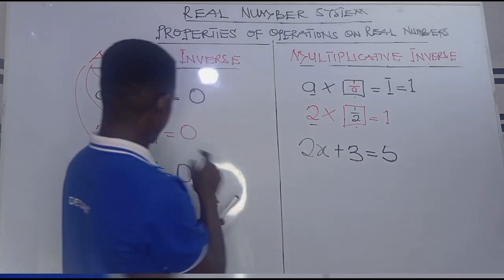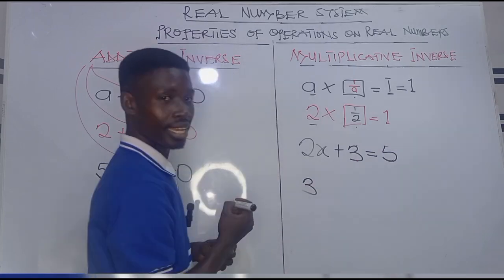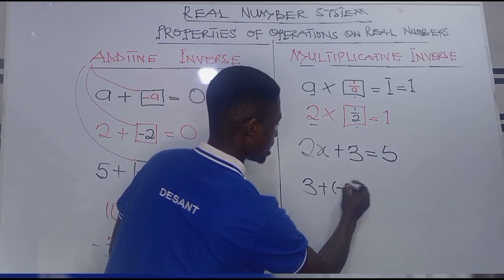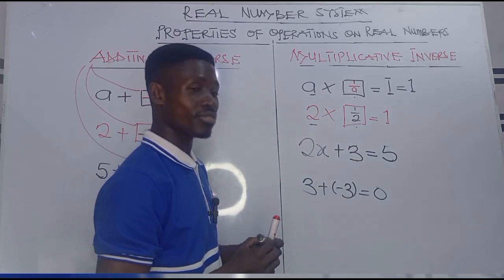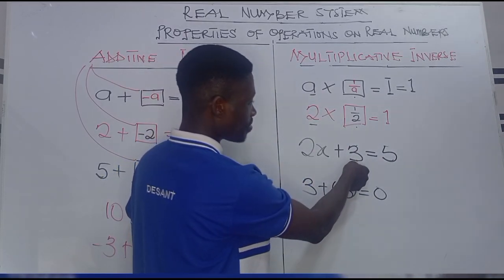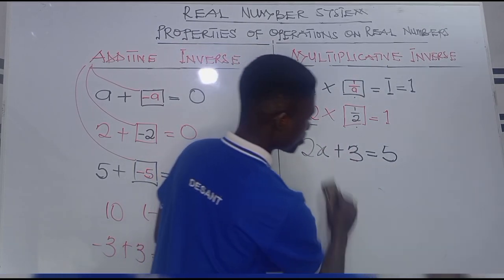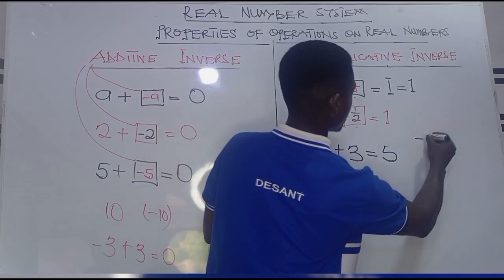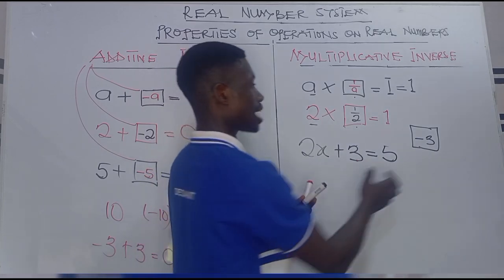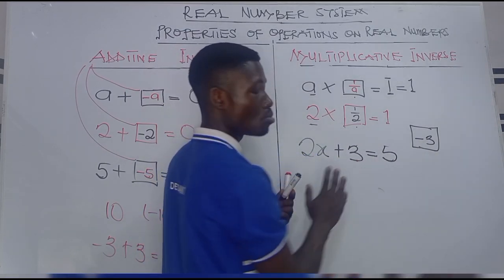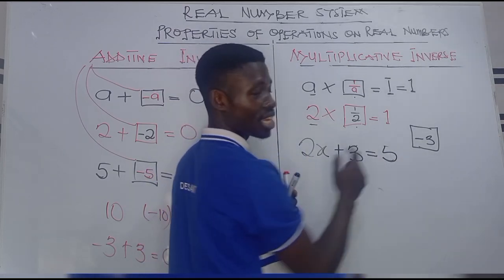And we have learned that the additive inverse of 3 is negative 3, because it gives us the identity element for addition. So the additive inverse of 3 is negative 3. Very good. Now we use this additive inverse and we add it to both sides of the equation. So we are going to add negative 3 to both sides of the equation.